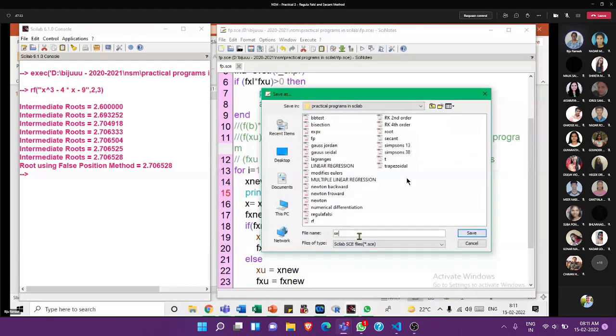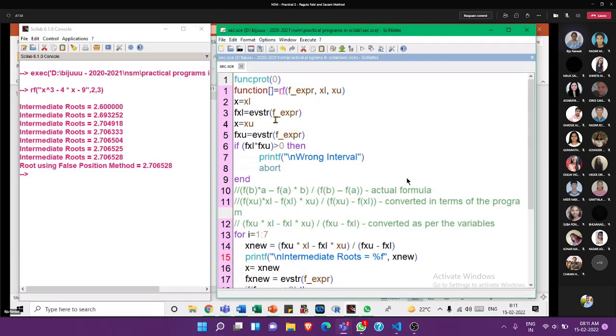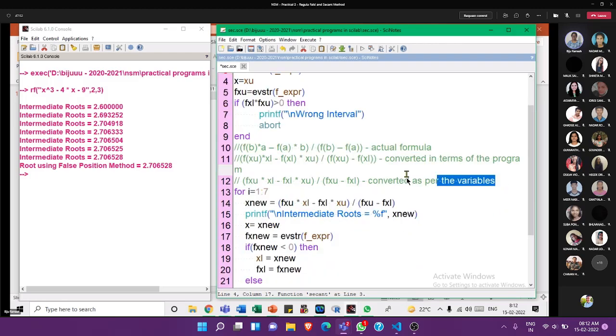Save as, and I say secant. Okay. So again here also you are not going to change. I mean, only the formula changes. So I say secant. Okay, so this is all done.